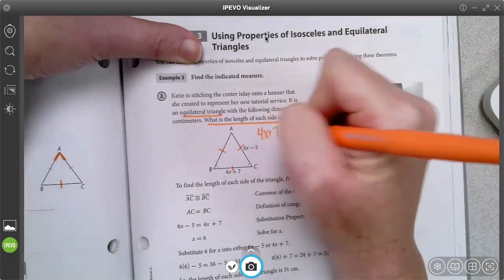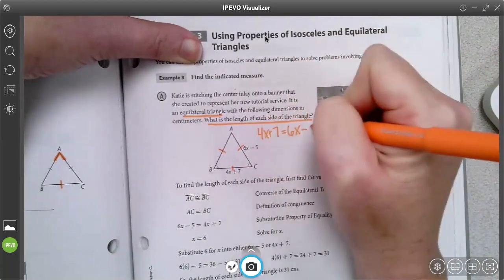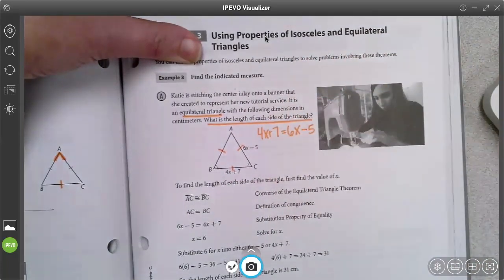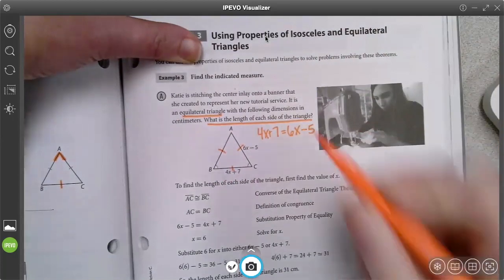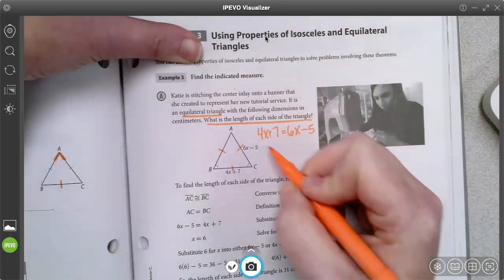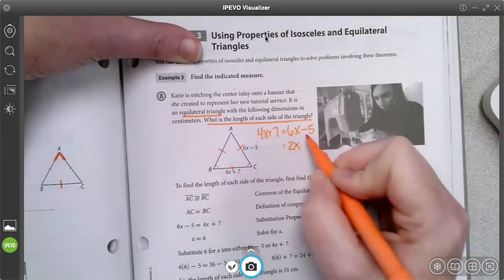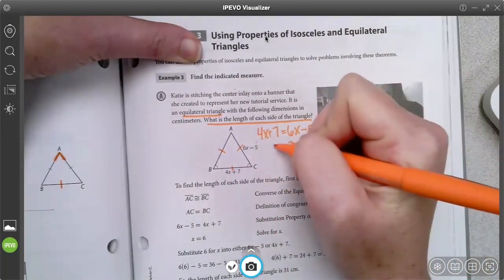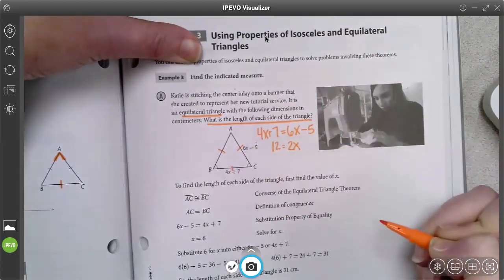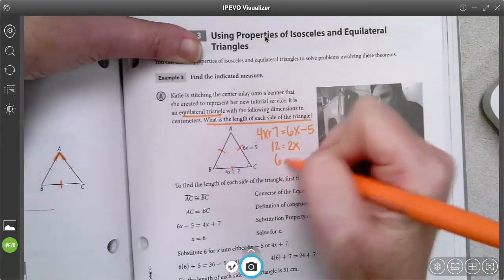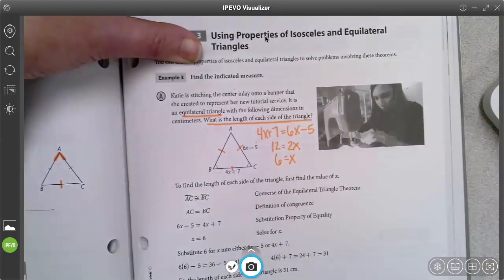Just like that. From there, you're just using your basic algebra tools to solve this equation. We're going to subtract 4x from either side. We're also going to add 5 to each side. And then lastly, we're going to divide by 2. And we get that x equals 6.